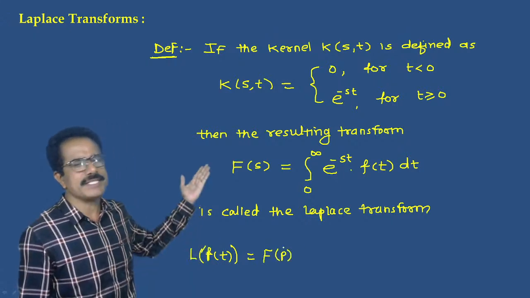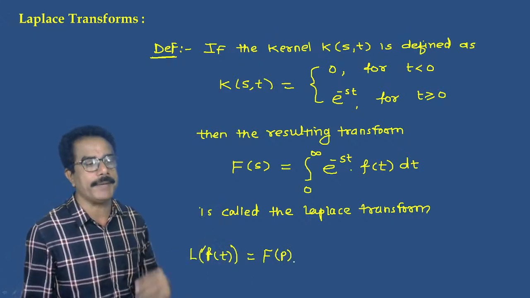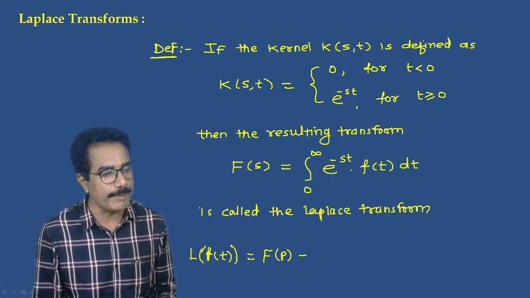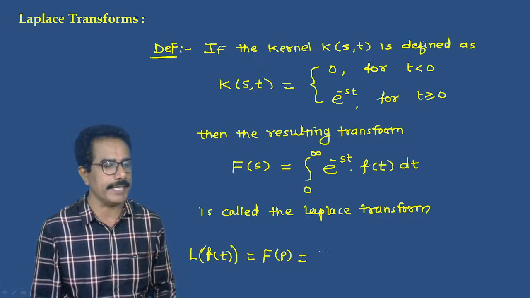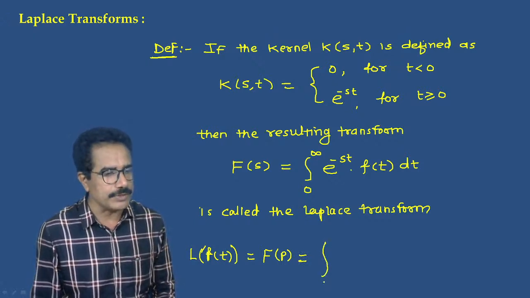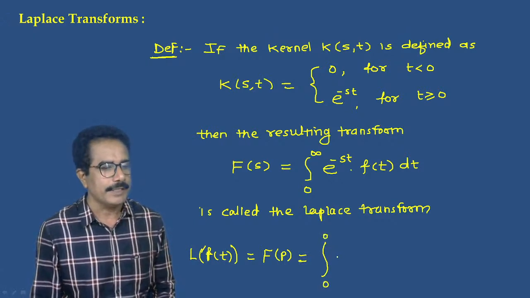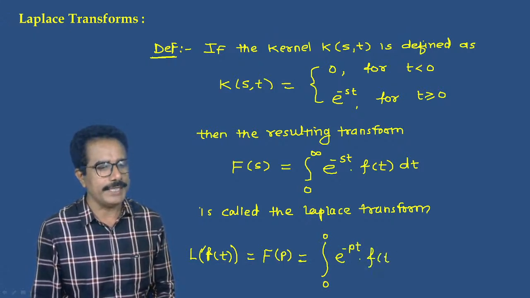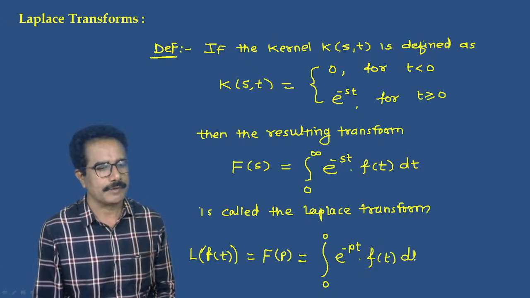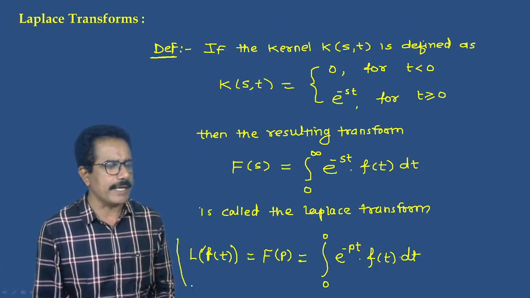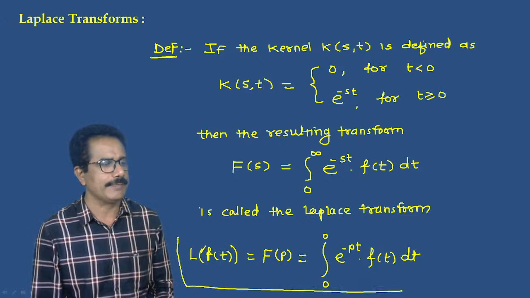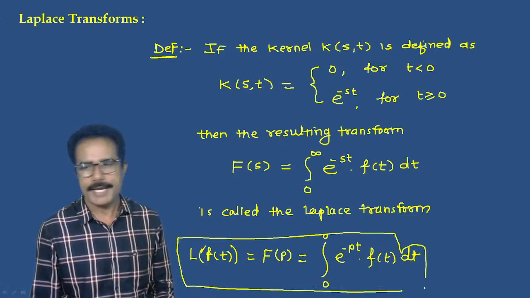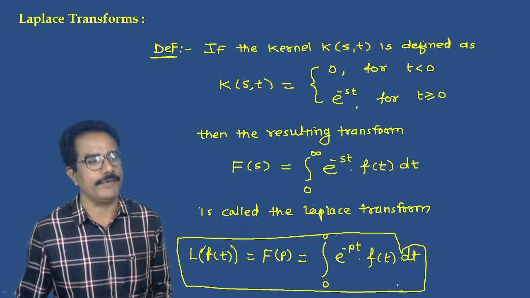We can use capital F of p in place of s. p may be real or complex. F of p is equal to the integral from 0 to infinity of e raised to minus pt into f of t dt. So this is also the Laplace transformation of the function.